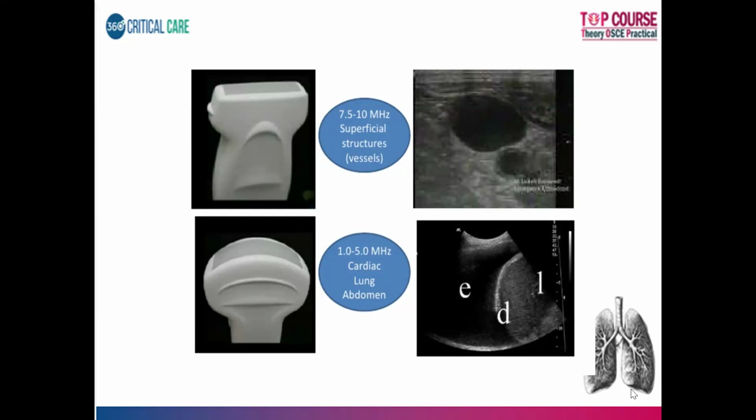Similarly, a curvilinear probe is a low frequency probe, roughly around 5 hertz. When using a curvilinear probe, we have to compromise on the quality of the image. The only advantage is that the depth of image acquisition will be higher, but at the cost of the clarity of the image, because the sound waves are produced at a lower frequency. At a lower frequency, it can penetrate into deeper tissue and pick up the image in the deeper part of the body. That's why it is used for cardiac ultrasound and deeper structures of the lung, probably the lung parenchyma, and abdominal ultrasound. So this is about the linear and the curvilinear probe.